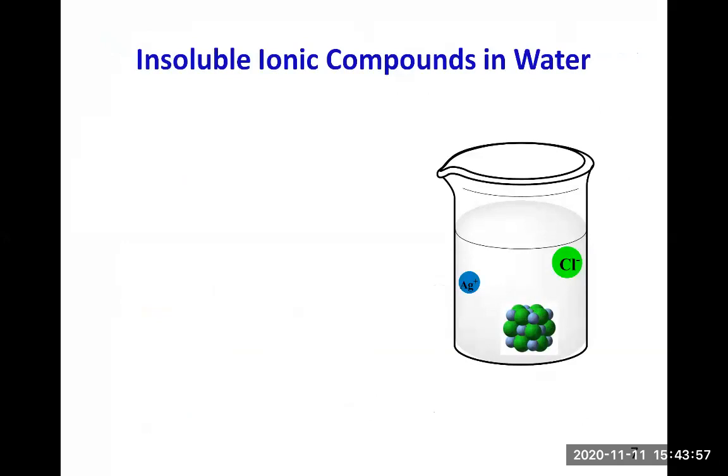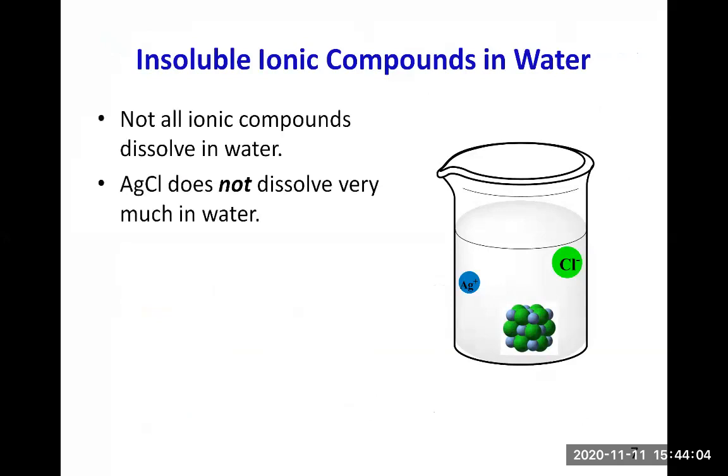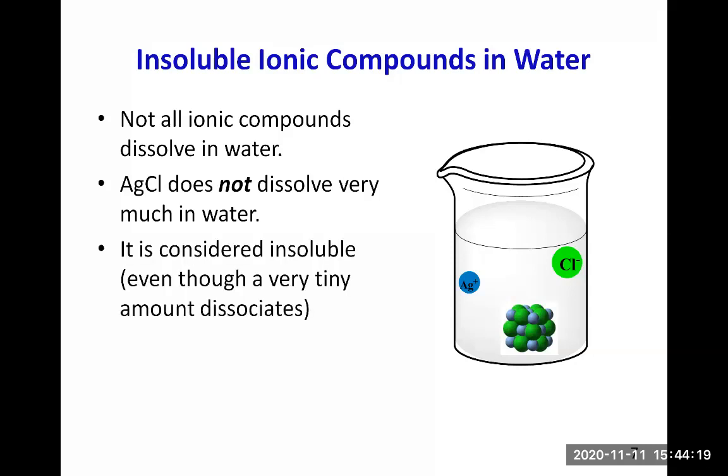And so there are some insoluble ionic compounds in water. Not all ionic compounds are soluble in water. For example, AgCl does not dissolve very much in water. So here you see a piece of crystal at the bottom of the beaker, and then you see some ions, but very, very few. And so it is considered insoluble, even though a very tiny amount dissociates. So you see very few ions, but mostly it's the crystal at the bottom of the beaker.